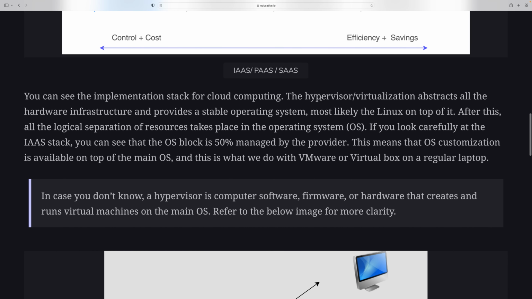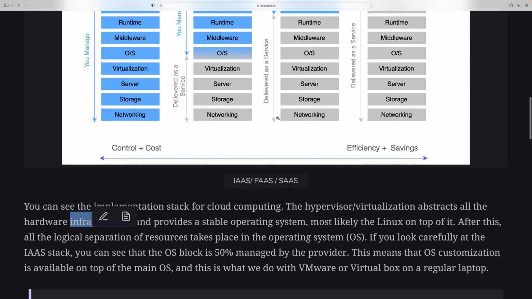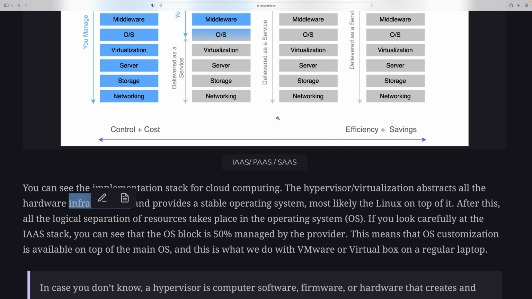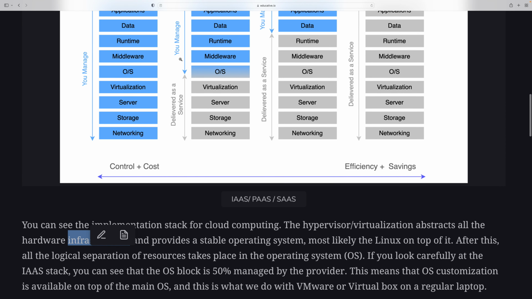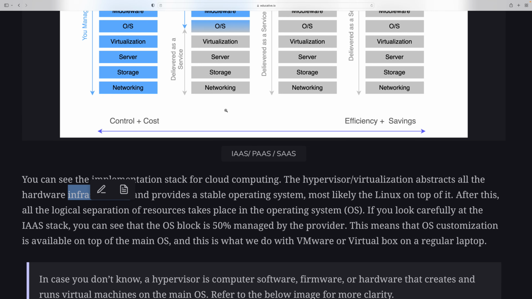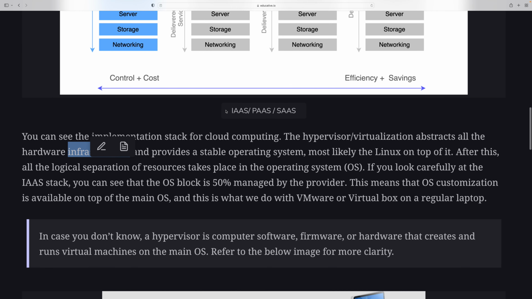In cloud computing, the hypervisor and virtualization abstract all the hardware infrastructure and provide a stable operating system, most likely Linux on top of it. After this logical separation, the resource takes place in the operating system. If you look carefully at the IaaS stack, you can see the OS block is 50% managed by the provider. This is the OS block, 50-50 here. So in IaaS 50%, this means OS customization is available on top of the main OS.